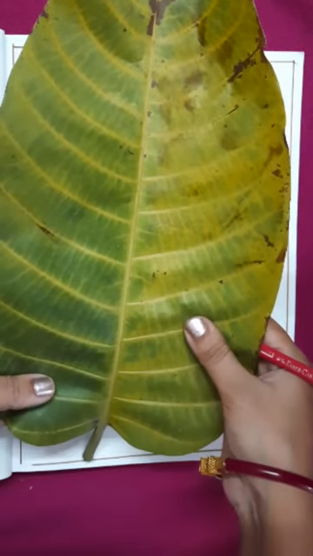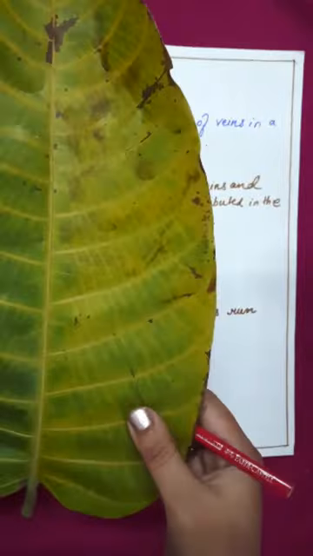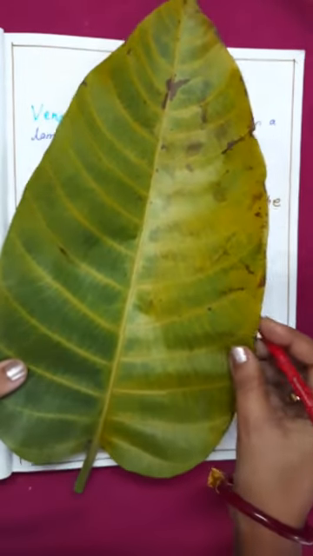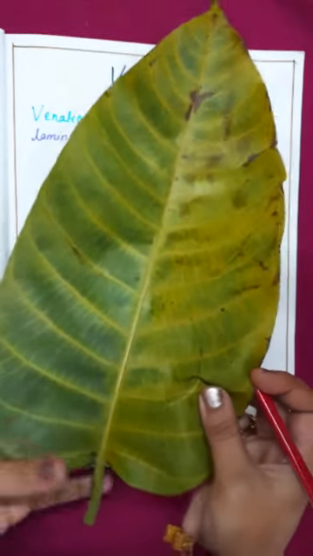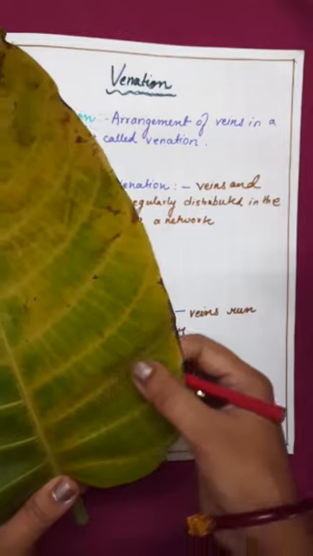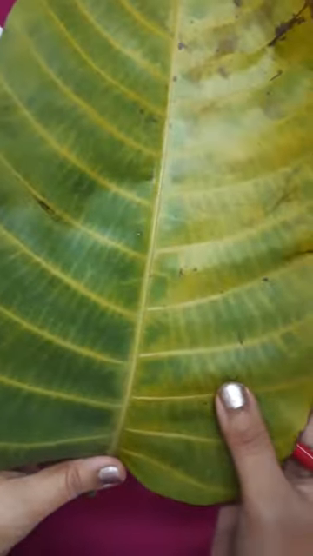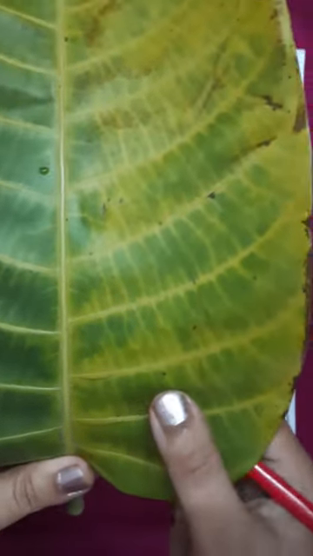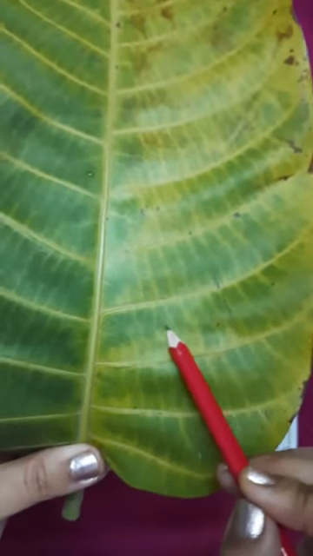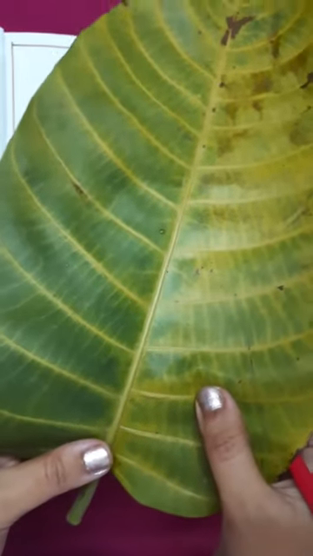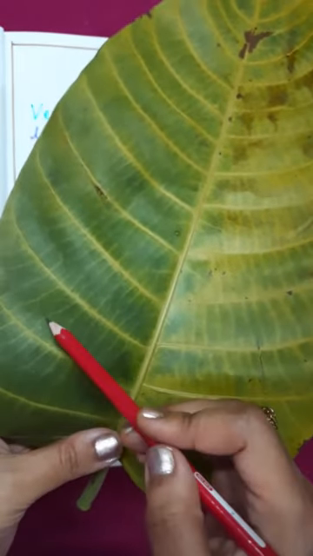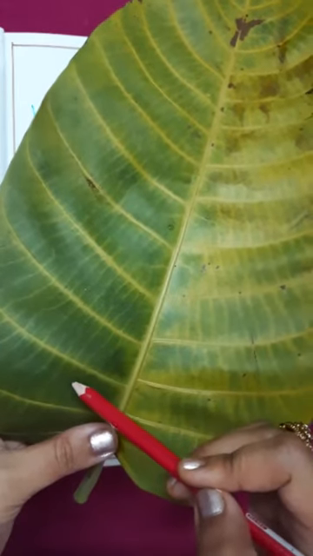Venation can again be classified into 2: the reticulate venation and the parallel venation. This particular leaf gives you an example of reticulate venation, where the veins are distributed irregularly in the lamina and form a network. See, very small networks are formed in the venation of this leaf. This is a particular example of a leaf which shows reticulate venation. See, the small network can be seen through this leaf.